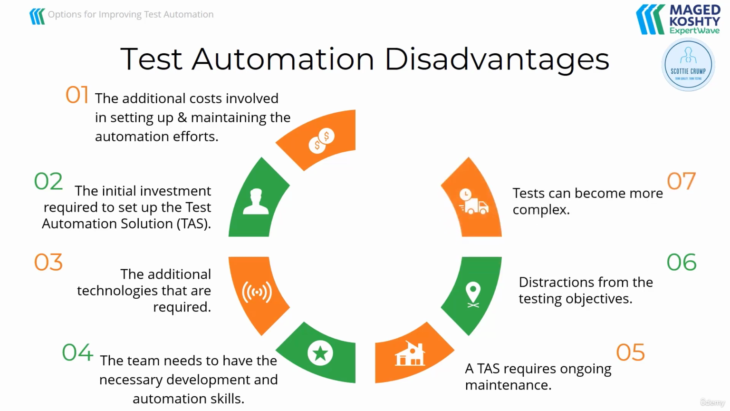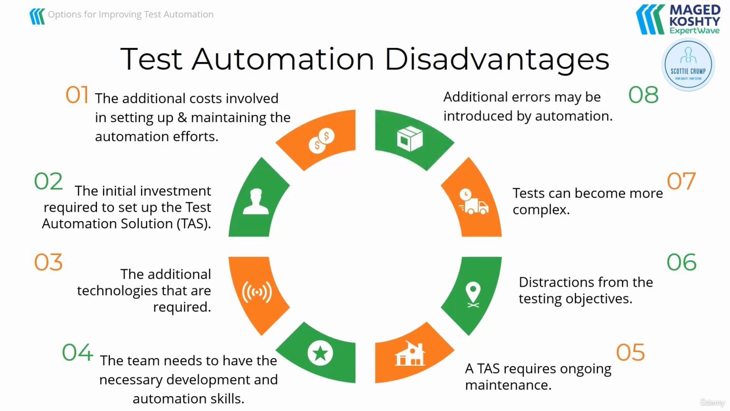Tests can become more complex. When more code is added to the TAS, it can become difficult to understand, debug, and maintain the code. Additional errors may be introduced by automation, such as incorrectly selecting web page elements leading to failing tests.